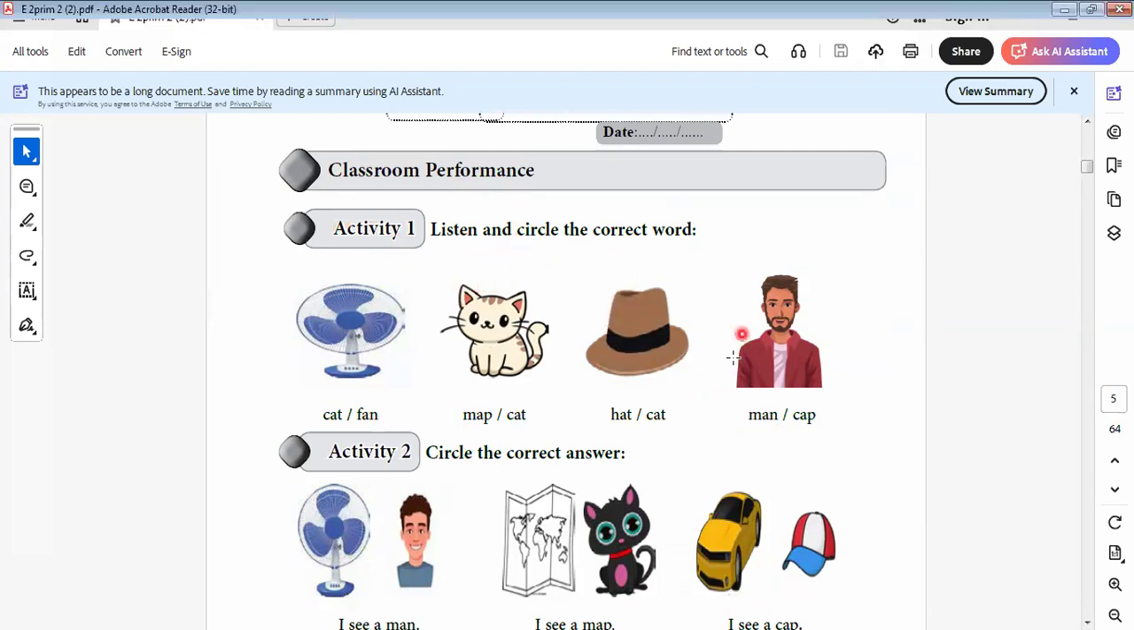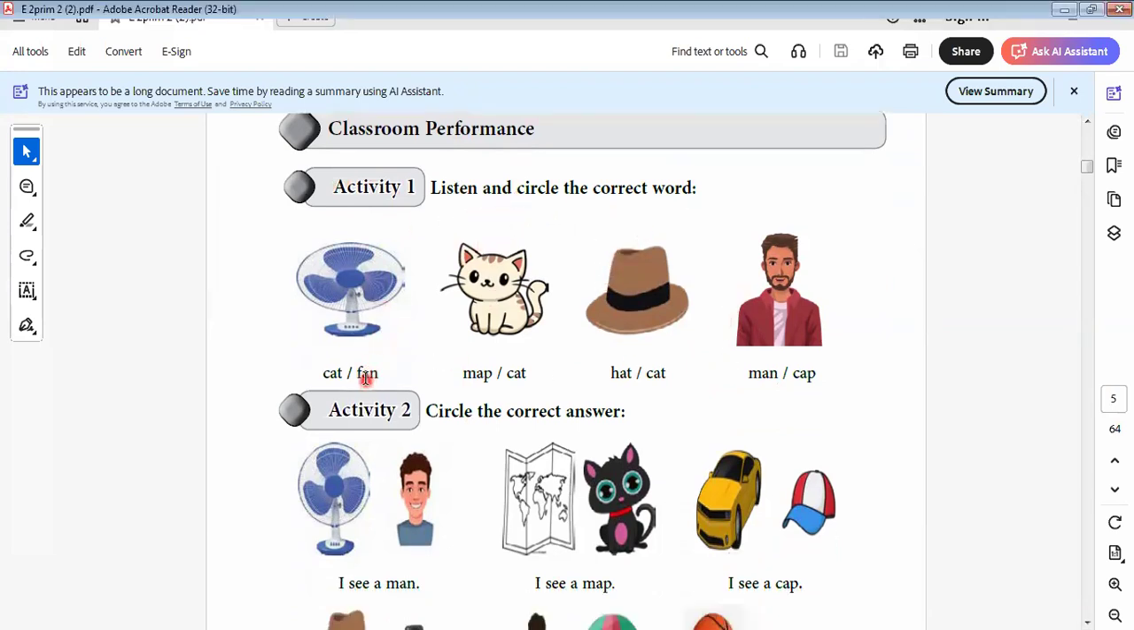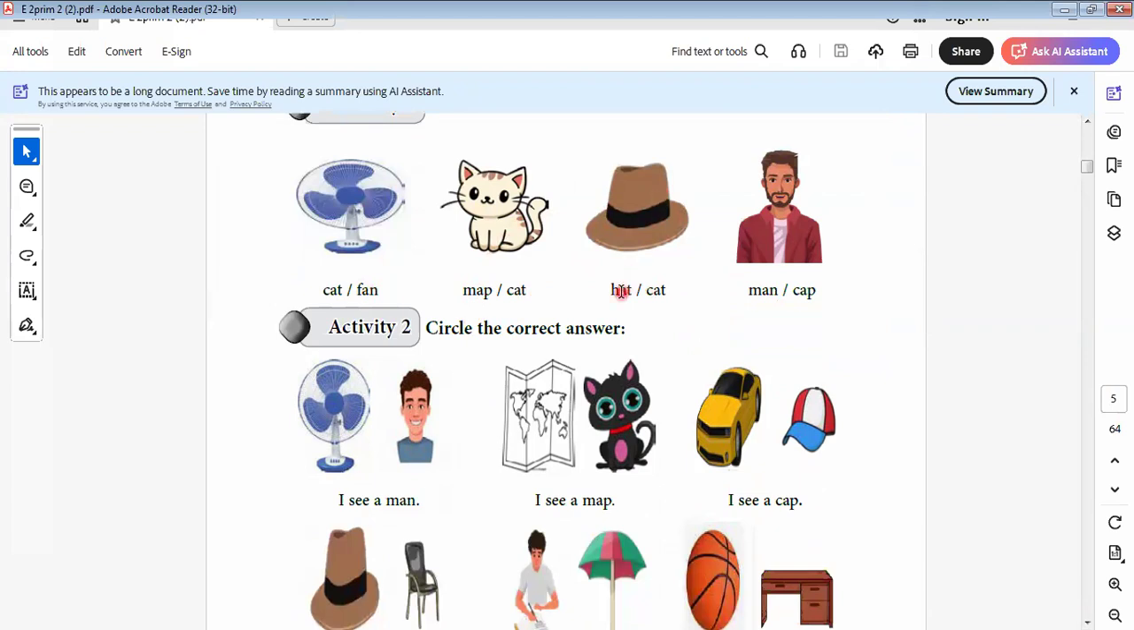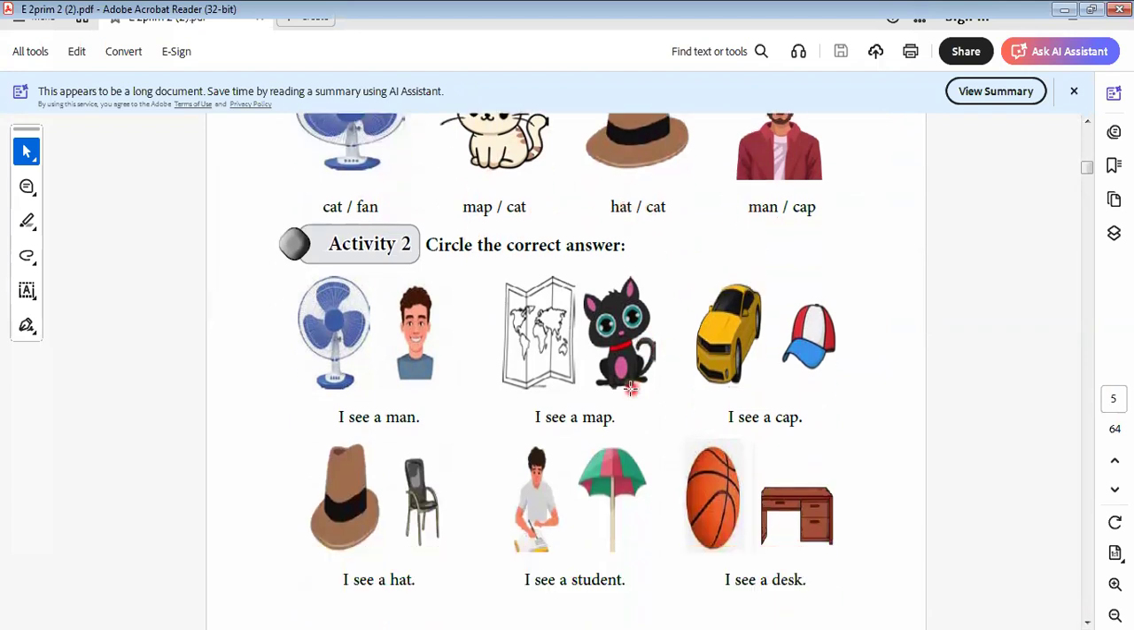Listen and circle the correct word. What is this? I'm using this fan. During the lesson, we know this is a fan. What is this? It's the cat. You are clever pupils. What is this? It's a hat. What is this? This is a man. Let's go to another one.